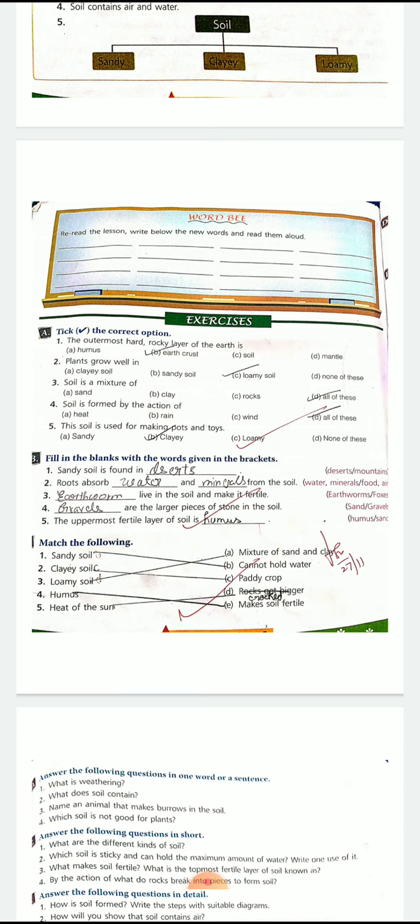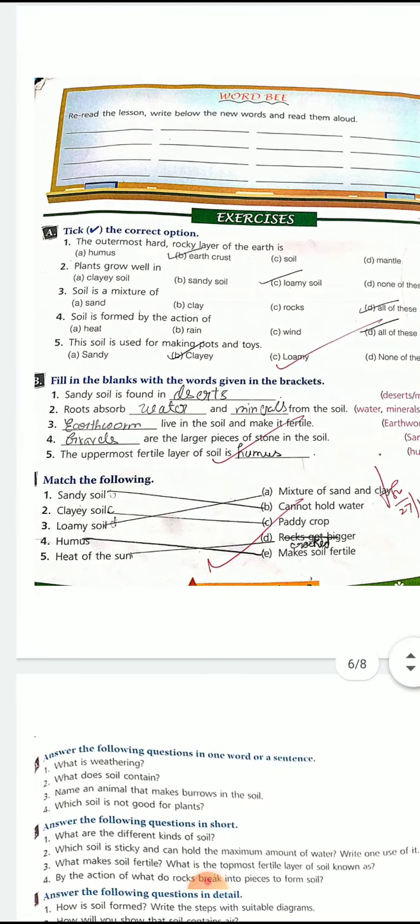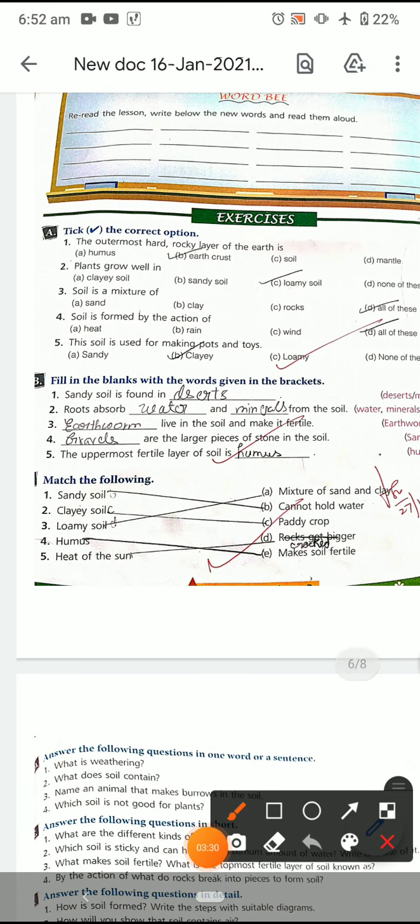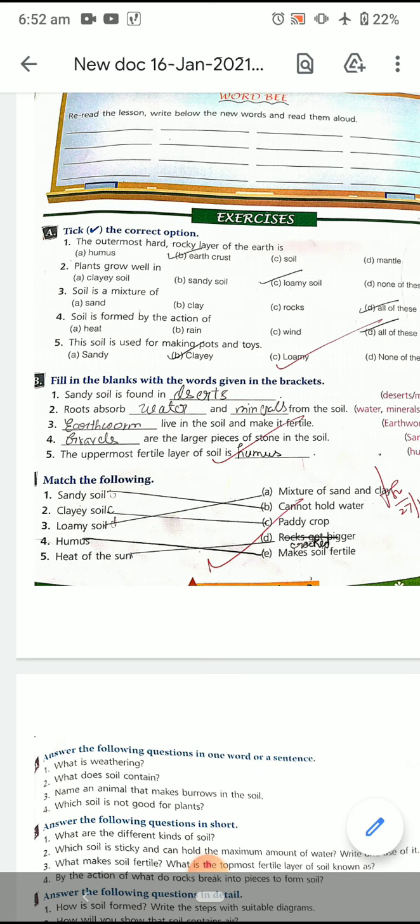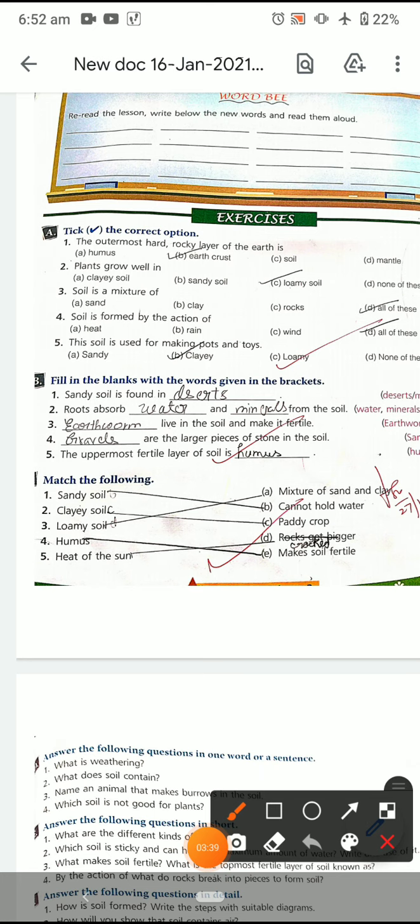Now match the following. Again I say, match the following. Sandy soil cannot hold water, so it will be sandy soil for 1. Then clay soil for paddy crops. Loamy soil, a mixture of sand and clay. It is a proper mixture of sand and clay and it is very fertile. Then humus, the most fertile layer of the soil. And with the heat of the sun, rocks get bigger. This will be the 5th one.